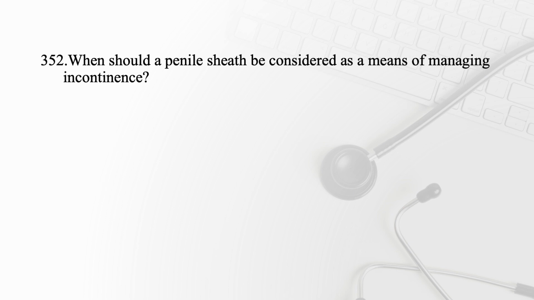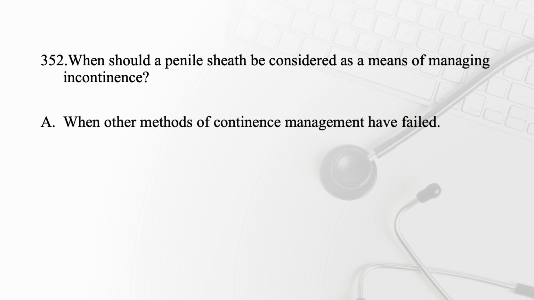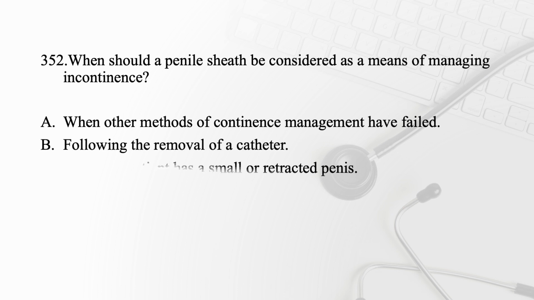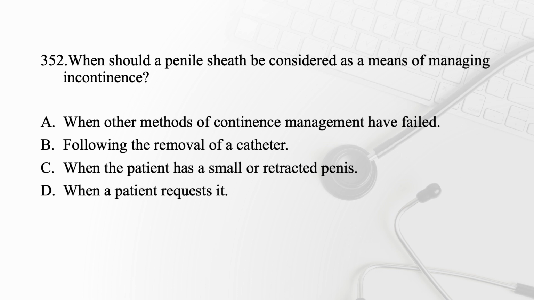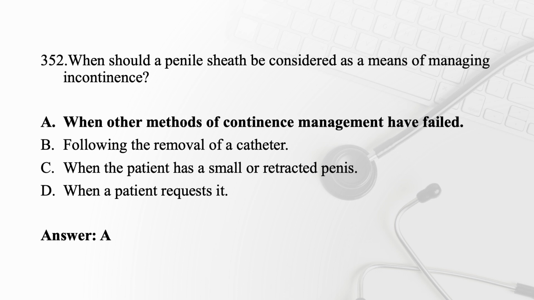Question number 352. When should a penile sheath be considered as a means of managing incontinence? Option A, when other methods of continence management have failed. Option B, following the removal of a catheter. Option C, when the patient has a small or retracted penis. Option D, when a patient requests it. The correct answer is option A, when other methods of continence management have failed.